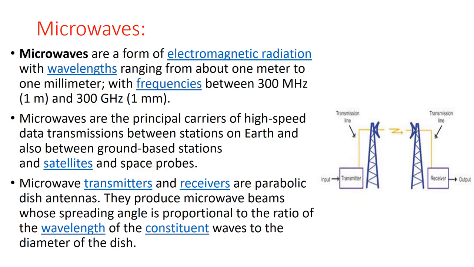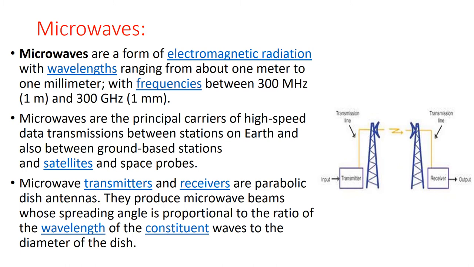Now the second part of the electromagnetic spectrum is microwaves. Microwaves are also a form of electromagnetic radiation with wavelengths ranging from 1 meter to 1 millimeter. It means the wavelength of the microwave is greater than radio wave, and the frequency of the microwave is between 300 megahertz to 300 gigahertz. So microwaves are the principal carrier of high speed data transmission.